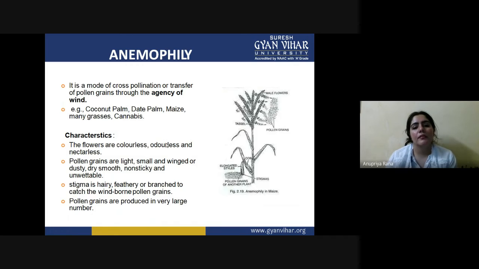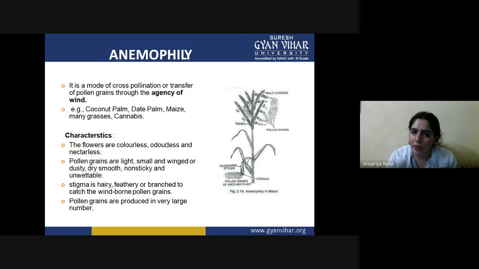Now, what are the characteristics of this kind of pollination? The flowers are colorless, odorless, and nectarless. Basically, wind does not need any kind of color, odor, or nectar to transfer the pollen. Pollen grains should be light, small, winged, dusty, dry, smooth, non-sticky, and unwettable. There are more characters compared to color, odor, and nectar. What are the characters which have to be present in anemophilous flowers?